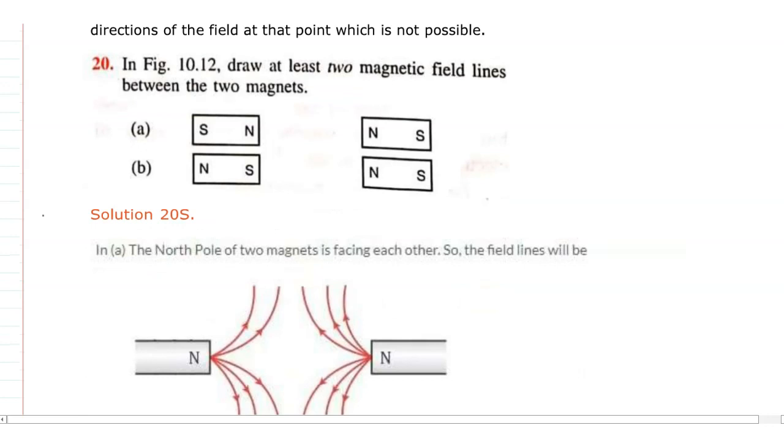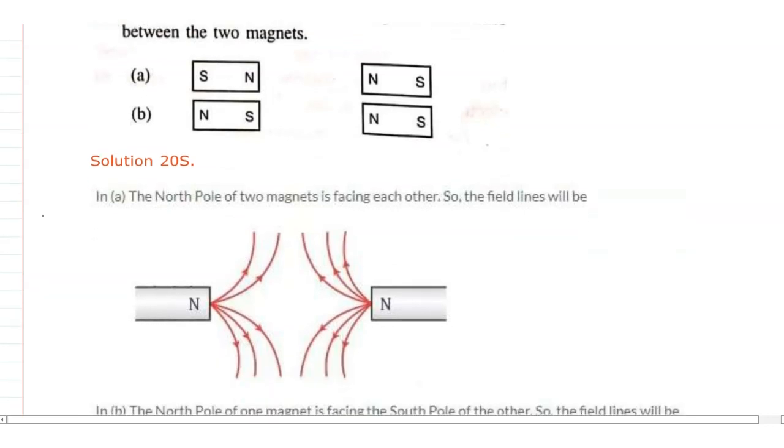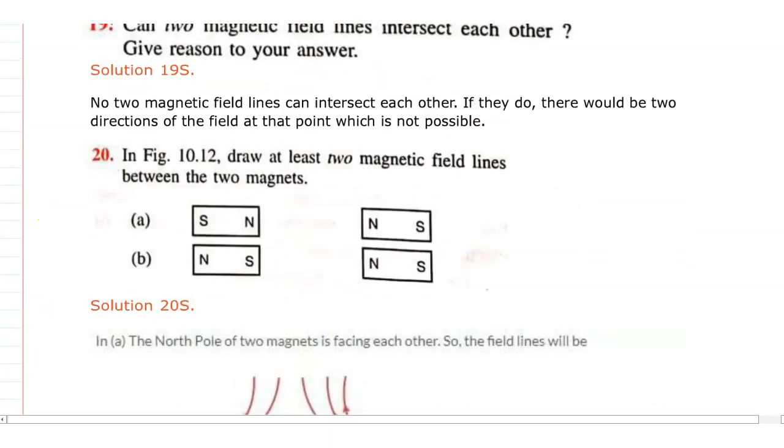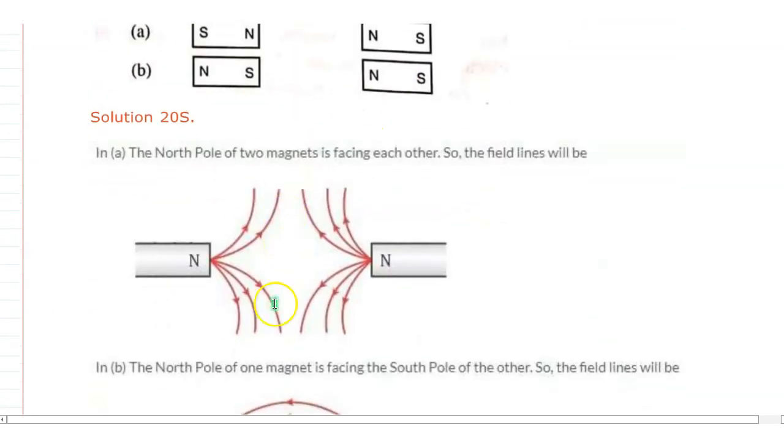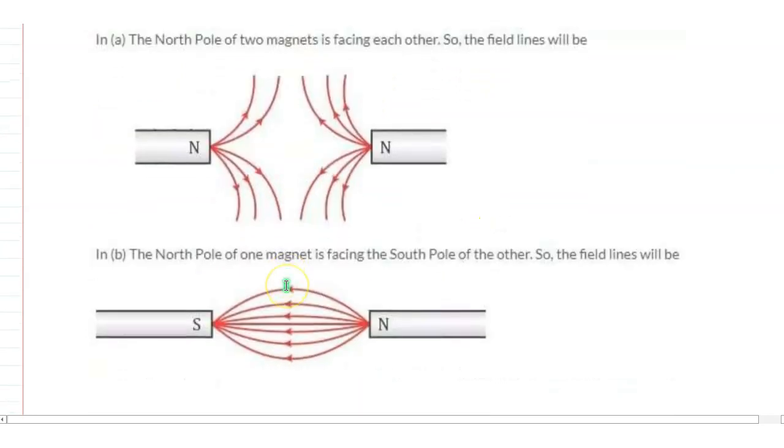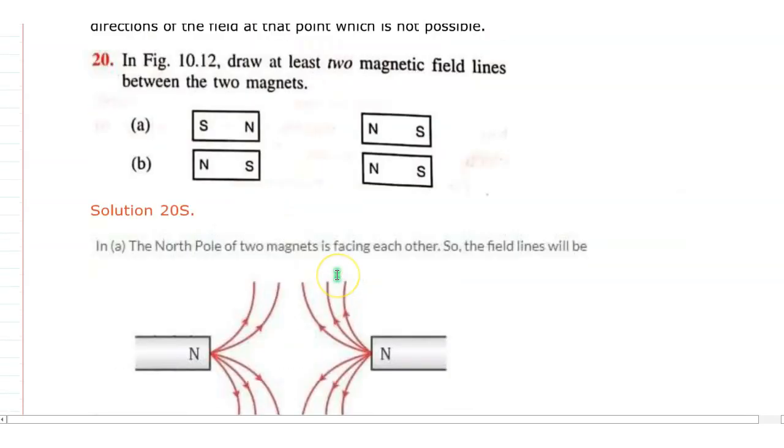Draw at least two magnetic field lines between two magnets. Case one: two north poles at the nearest point, so the field lines will be like this, because like poles repel each other. Second case, north and south, they will attract each other.